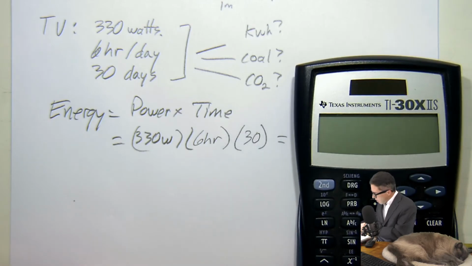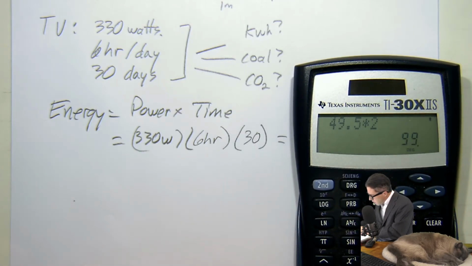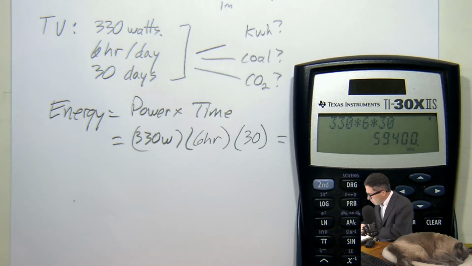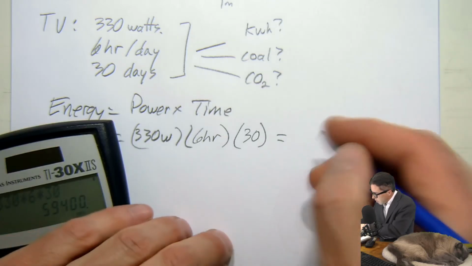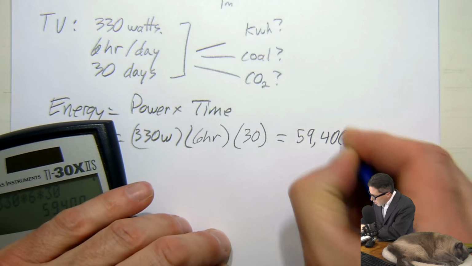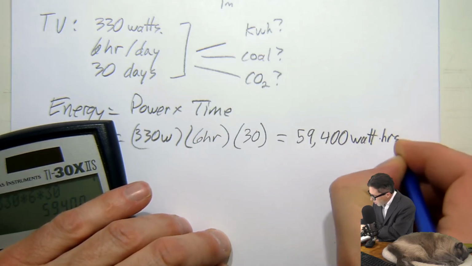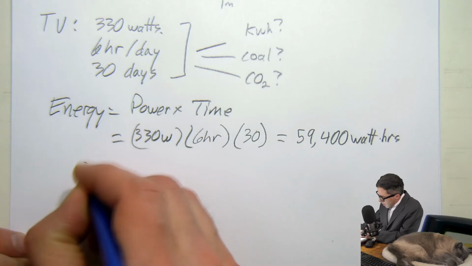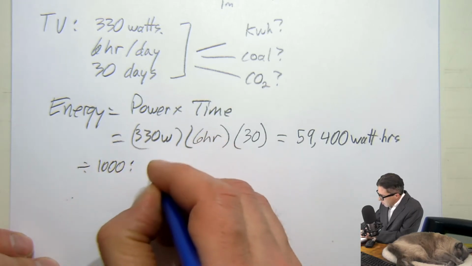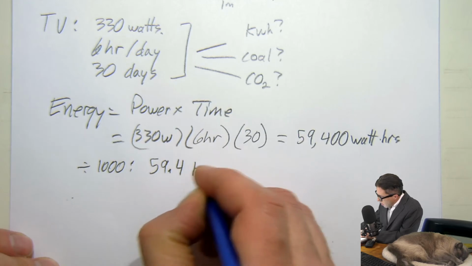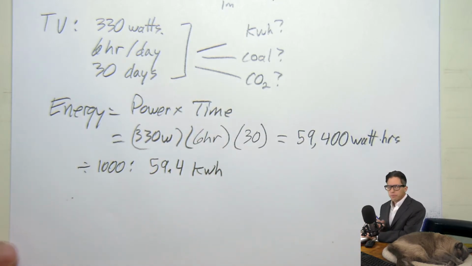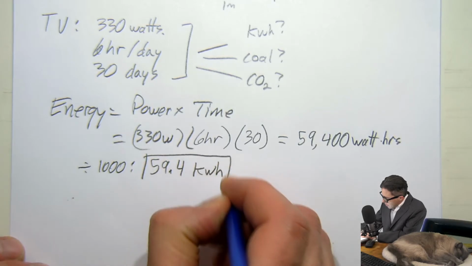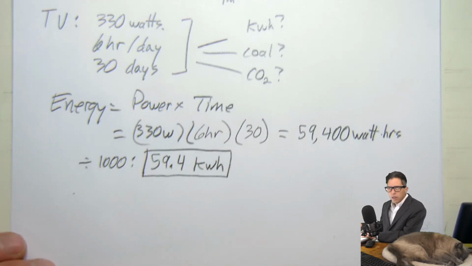So let's multiply all that out. I've got 330 times 6 times 30 equals 59,400 watt hours. Okay, if it's over 1,000, divide by 1,000 to turn it into kilowatt hours. So I divide by 1,000, and that gives me 59.4 kWh. All right, this is what we need to do the rest.